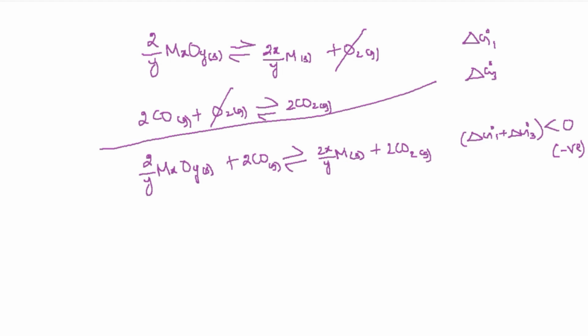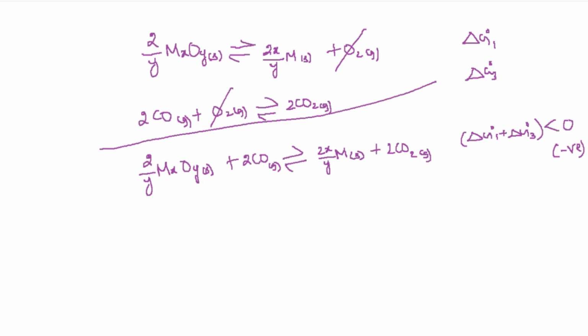So this is the method for finding out the suitable reducing agent of a metal oxide, and this can be done using Ellingham diagram, which is a plot of standard free energy change versus temperature for the formation of various metal oxides in equilibrium.